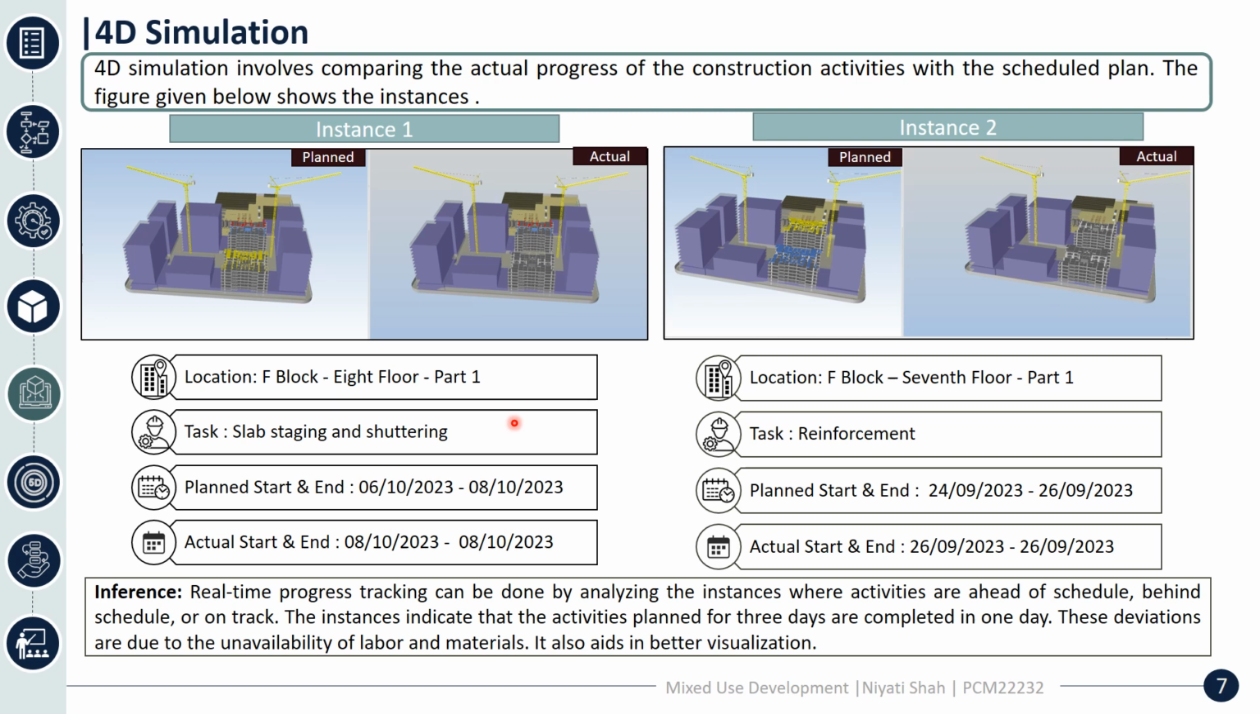As you can see in these two instances, we can find that the activities which had been planned for 3 days have been completed in 1 day. We would also be able to analyze further what the reasons behind that were. The major reasons why activities were delayed here is because of unavailability of labor, and here because of the unavailability of material. So it also aids in visualization. We were able to see what the actual progress was, and analyze why we are ahead or behind, and why the activities are being completed in one day instead of the 3 which had been planned.